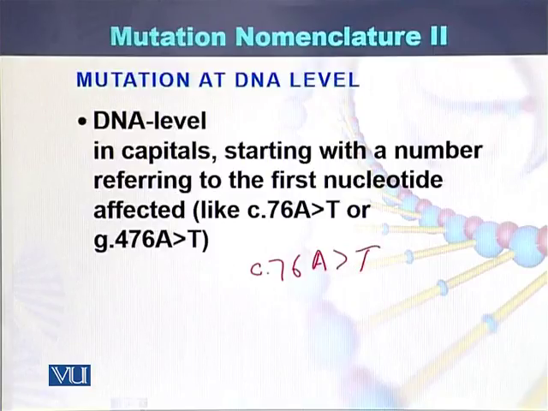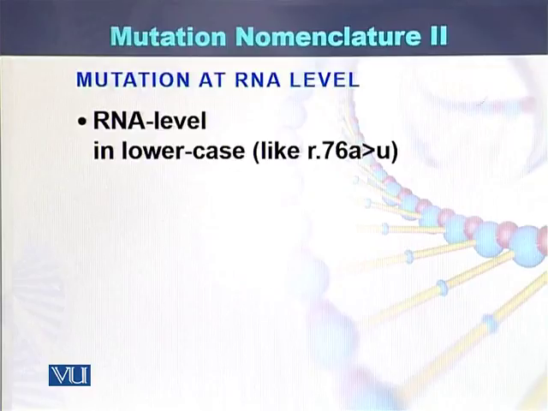C.76A>T. The meaning of this writing is C is for the coding DNA, 76 is the position of this adenine. So the adenine which is present at position 76 is converted into thymine. So it describes that in the coding sequence at the 76th position adenine was present, that adenine is converted into thymine.